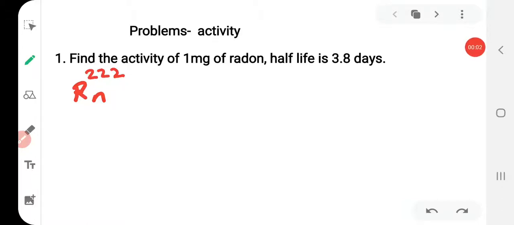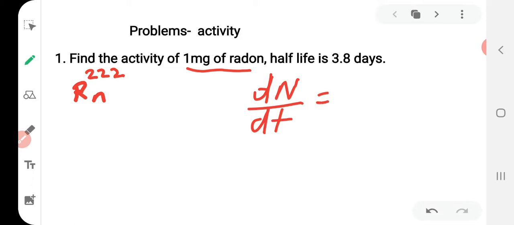Hello all. In this session we will solve some problems on activity. The first question is: find the activity of 1 milligram of radon, given half-life as 3.8 days. We know the formula for activity, it is dN by dt equal to lambda N. The question is to find activity, that is we have to find dN by dt. So we should know what lambda and N are.